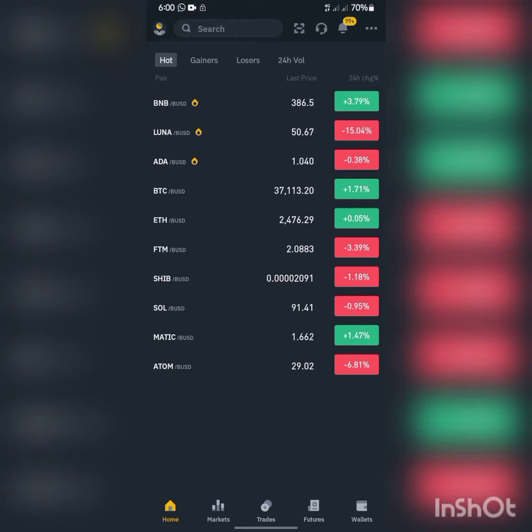Now, first thing, make sure you have the Binance exchange already installed on your device. That's the first thing you have to do. If you don't have it, make sure it's installed. The Binance exchange functions like other exchanges, so if you can't use Binance and you can use other exchanges, fine, it's just the same thing.